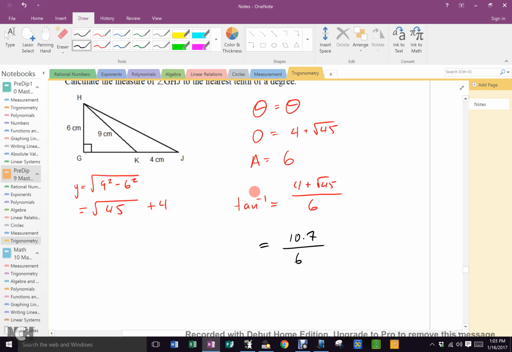For your guys' level, you don't have to do it in the same order. Pythagoras to get that one, and then Pythagoras to get this, and then add them together. Or you could Pythagoras to get this, and then use Pythagoras to find the whole hypotenuse, and then use the hypotenuse with 6 to find that.